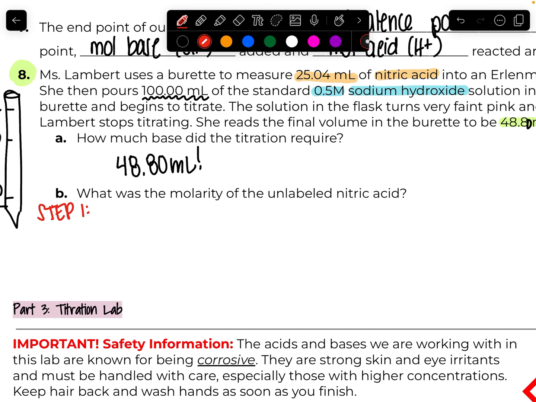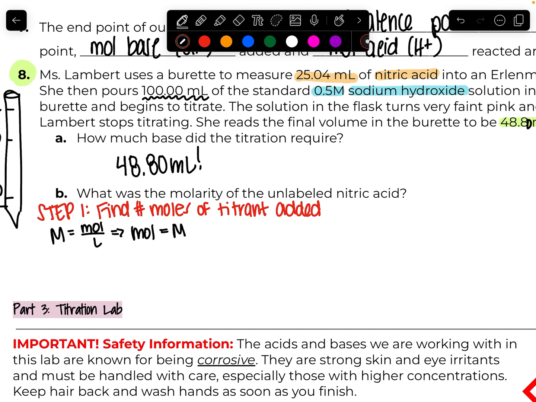The only comparable unit we have is moles. So step 1 is to find number of moles of titrant added. So I know that I added in 48.80 milliliters. I don't know the density of this, but I have other information I can use to help me get to moles. I know volume, I know molarity. I can get moles from that, knowing that molarity is equal to moles over volume. And I can rearrange this equation to just simply solve for moles.